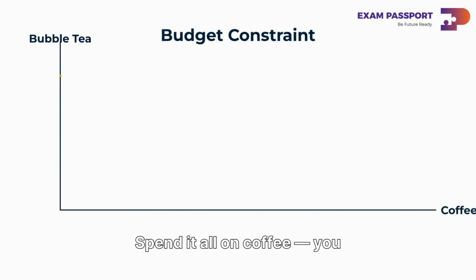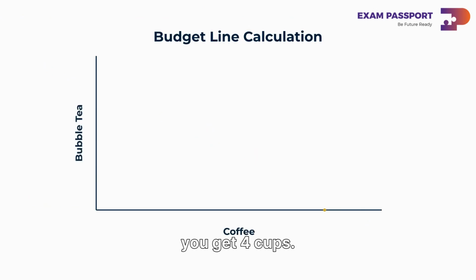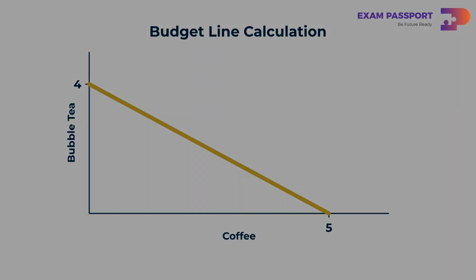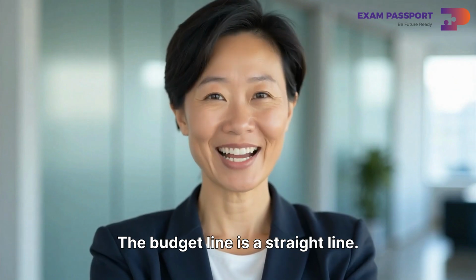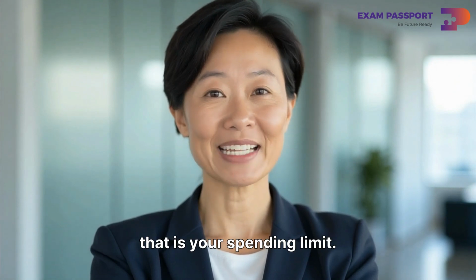Spend it all on coffee, you get 5 cups. Spend it all on bubble tea, you get 4 cups. Or any combination in between. The budget line is a straight line, and you cannot go beyond it. That is your spending limit.